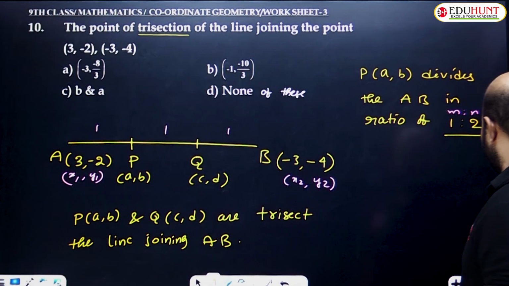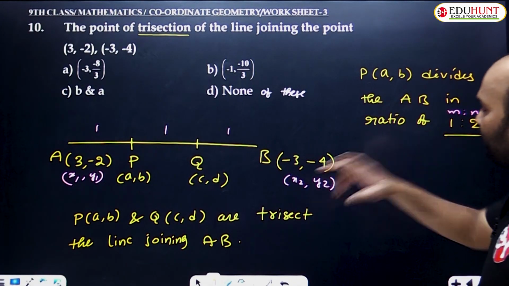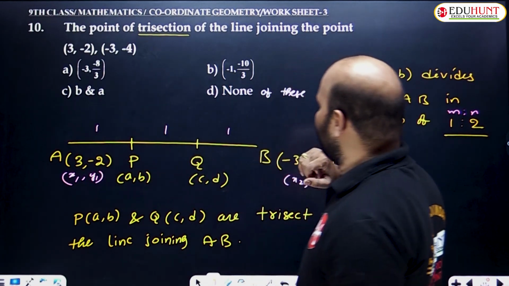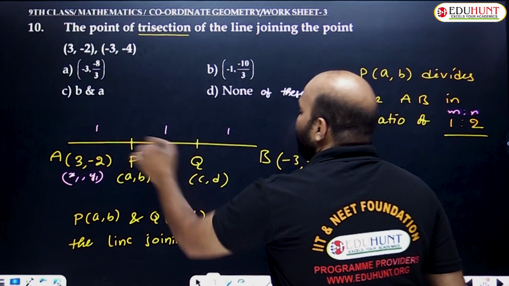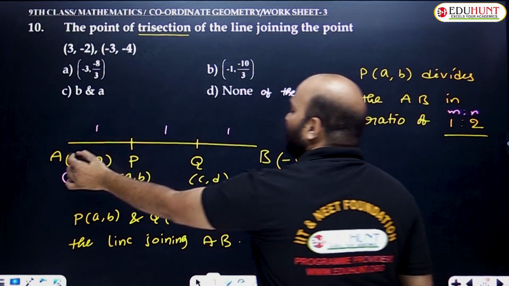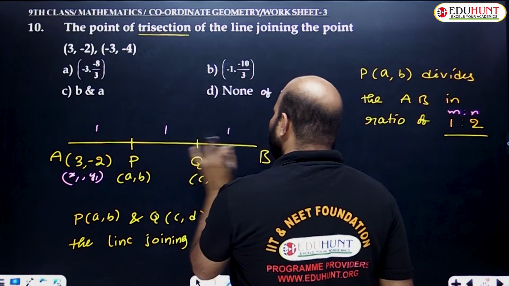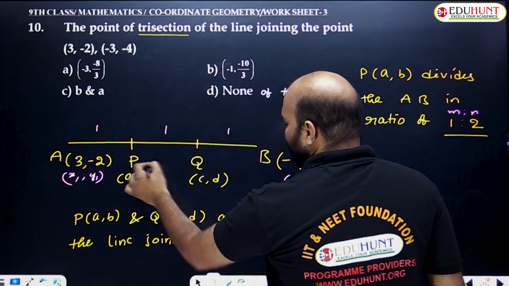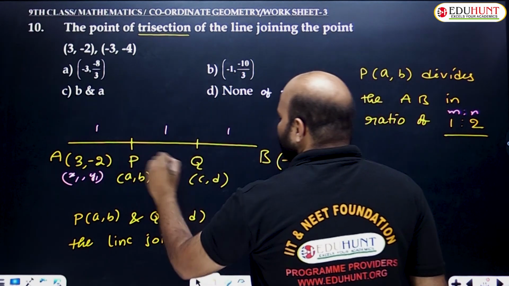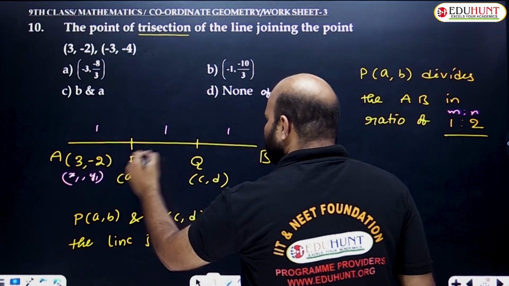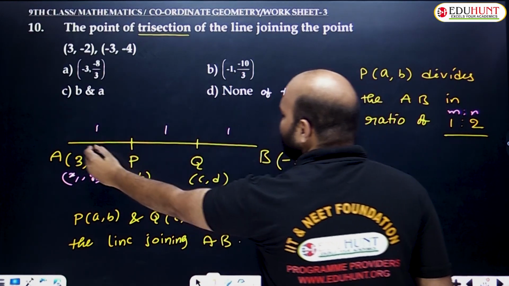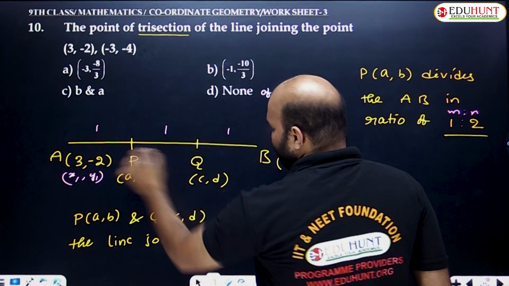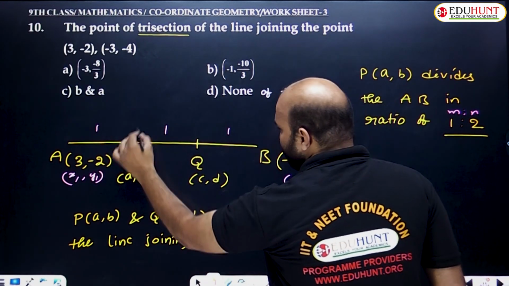No. So then we have to verify the Q point. So Q divides the line joining points AB in the ratio 2:1. So nothing but A to Q is 1 plus 1, that is 2 parts, and Q to B is 1 part. So trisection means P, Q are trisection points. So it can be divided equally: AP equals PQ equals QB. So P divides the AB line in the ratio 1:2, and in the same way Q divides the AB line in the ratio of 2:1.